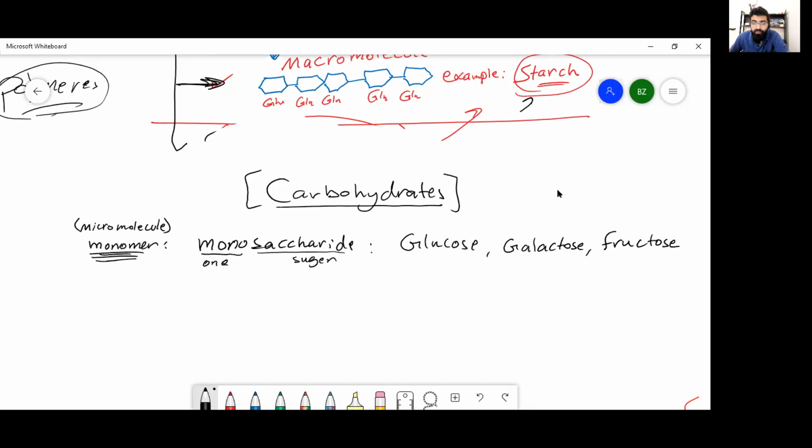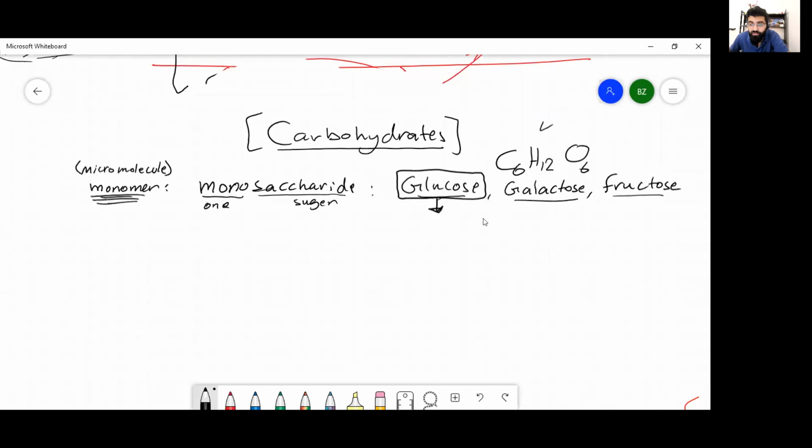By the way, glucose, galactose, fructose, all of them are C6H12O6. They have the same chemical formula, but they are different from each other because of the structure, how these atoms are linked to each other. In this grade, you only have to memorize the glucose structure, how the glucose is built up. The glucose is easy.